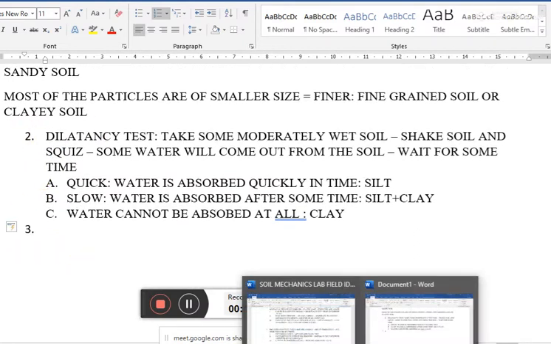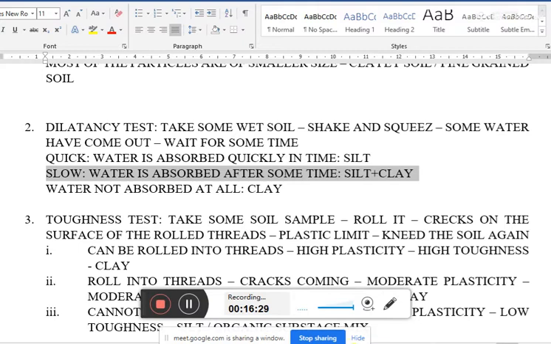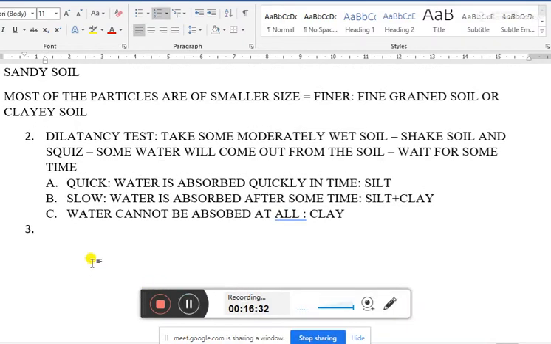Okay, now the next test is toughness test. Dilatancy test is completed. Obviously, you have to go to some field where you collect some in situ soil, and then you do these operations, shaking and squeezing, and some water comes out. You have to wait some time. If the absorption of that water by the soil is quick, then the soil is silt. If the absorption of that water is slow, then the soil is a mixture of silt and clay.